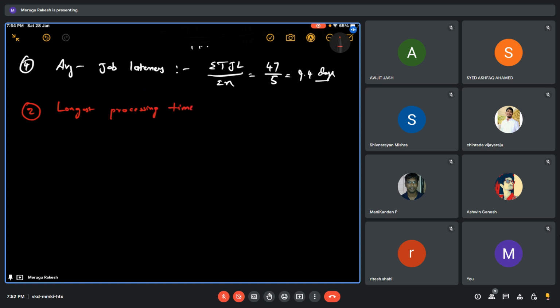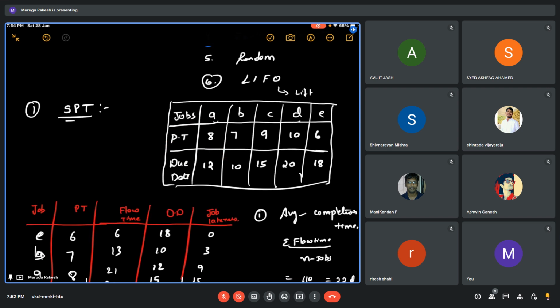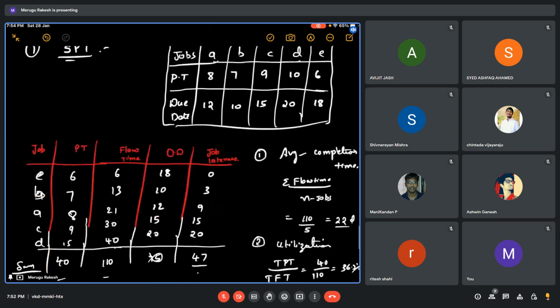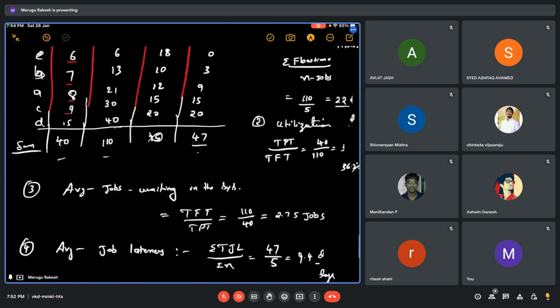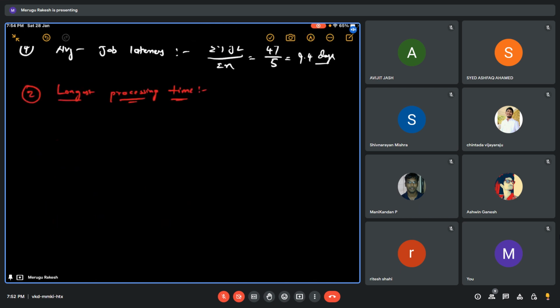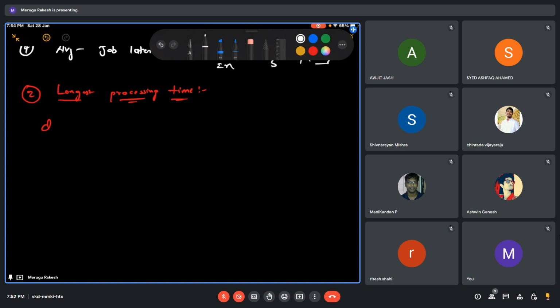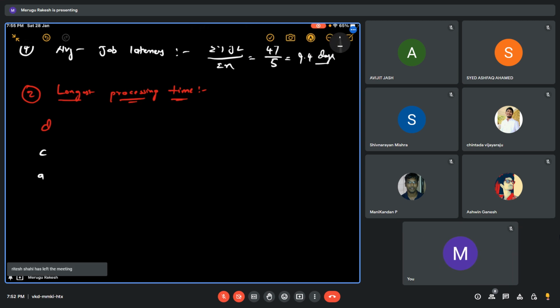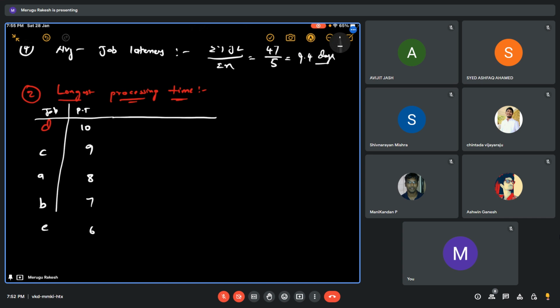Longest processing time. In this case we will do the same thing, but instead of taking the shortest, 6, 7, 8, we'll take the reverse in this model. That is, we'll take D, C, A, B, and E, according to the sequence, that is 10, 9, 8, 7, 6. So this is the job. This is the processing time. The rest will be the same.